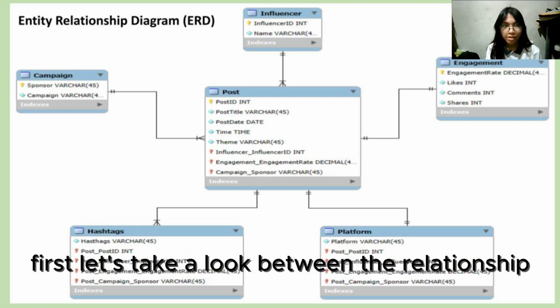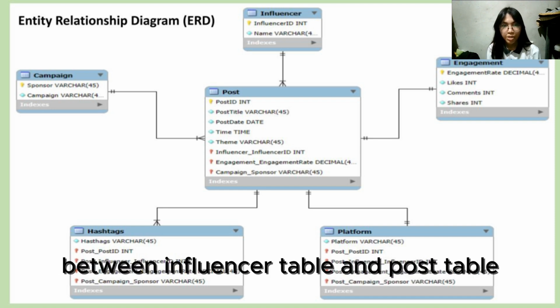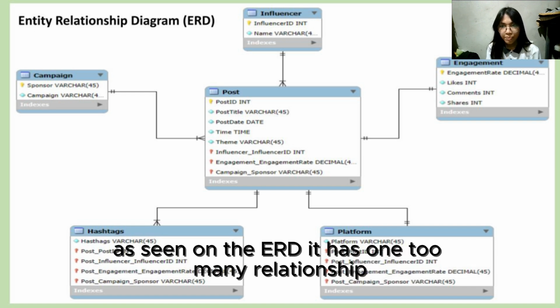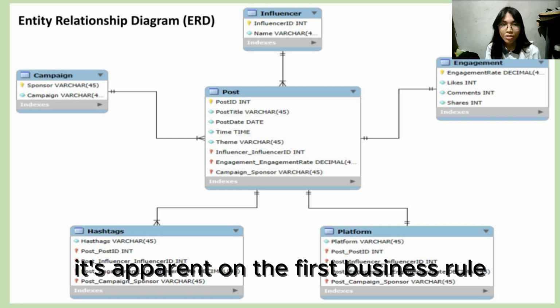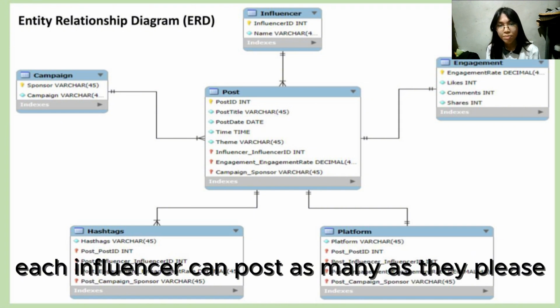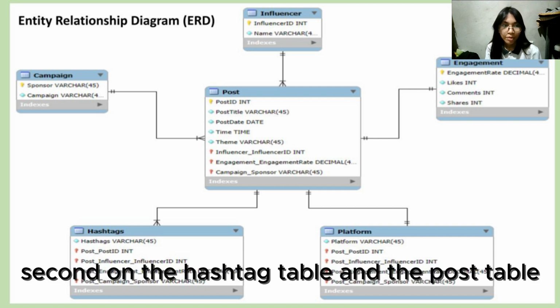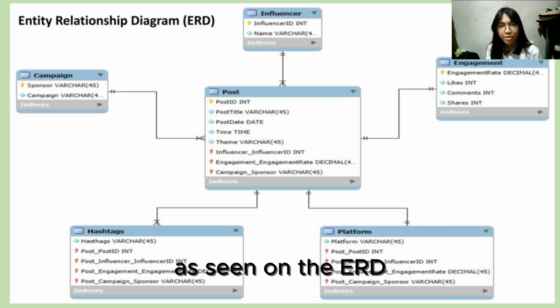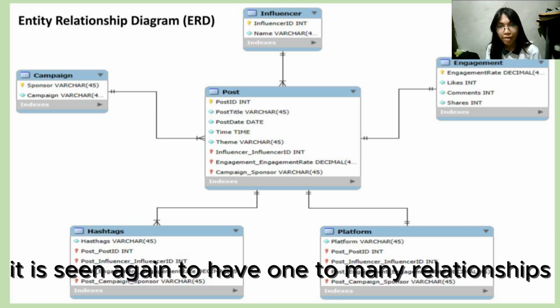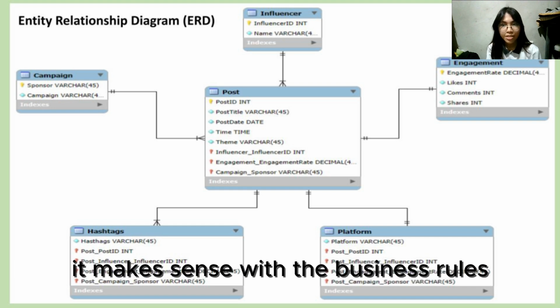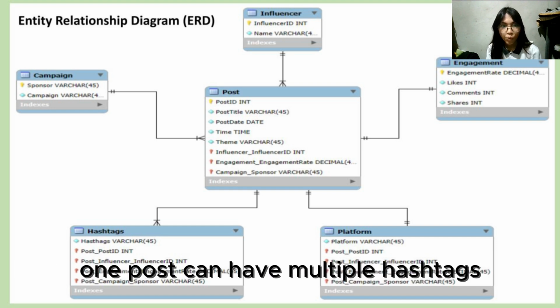First, let's take a look at the relationship between the influencer table and the post table. As seen on the ERD, it has a one-to-many relationship. It's apparent in the first business rule: each influencer can post as many as they please on different platforms. Second, the hashtag table and the post table, as seen on the ERD, again have a one-to-many relationship. It makes sense with the business rules. One post can have multiple hashtags.